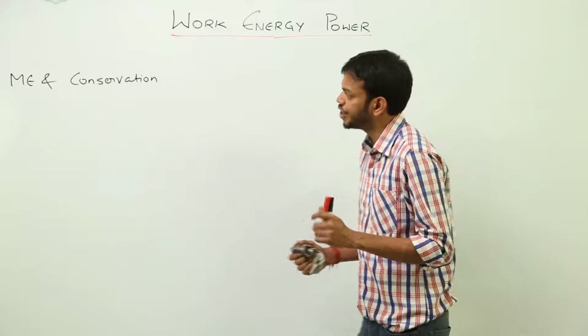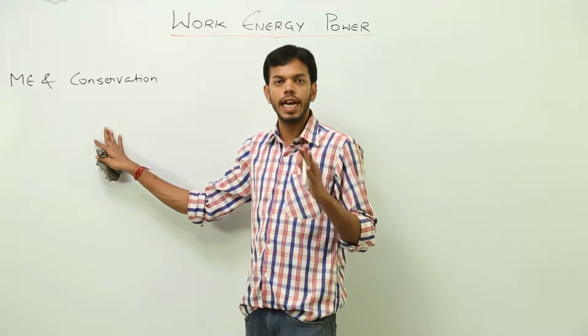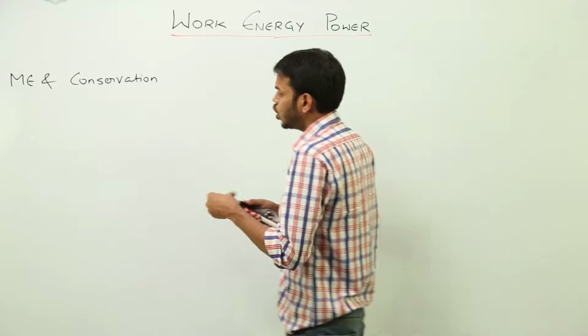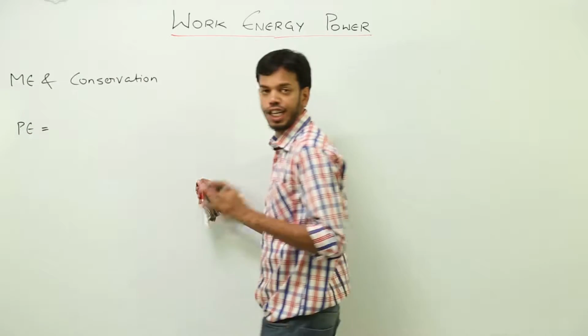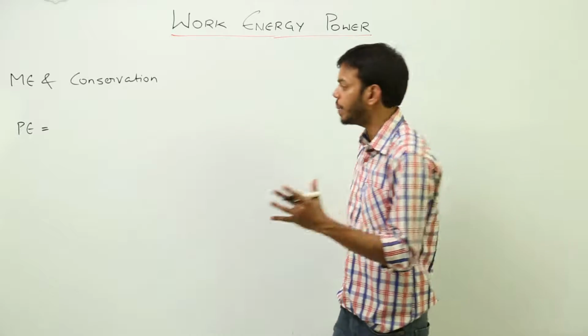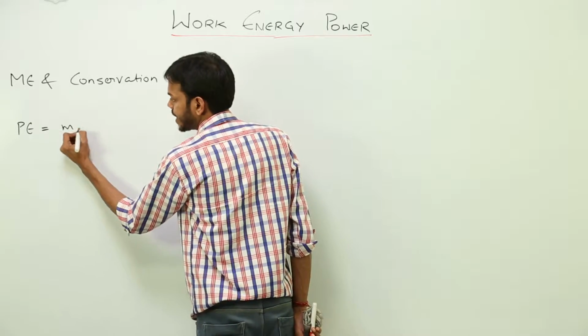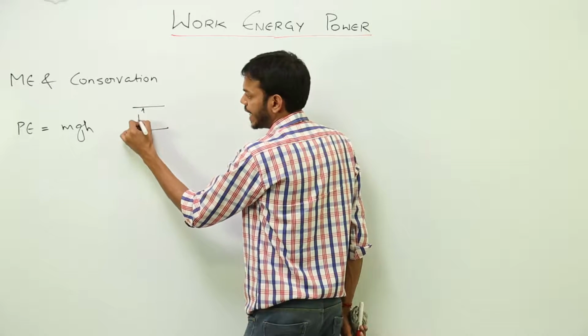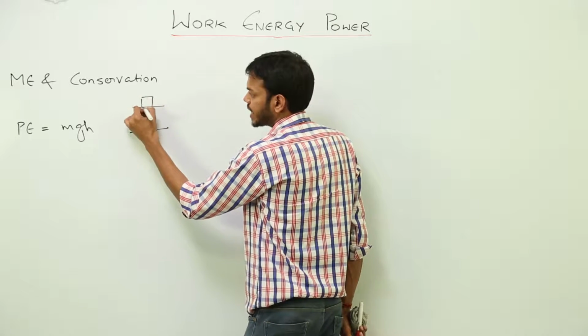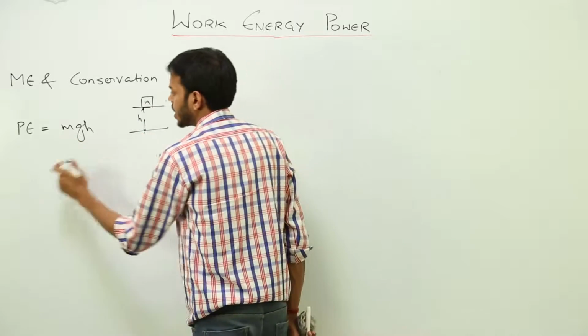Now, mechanical energy is the sum of kinetic and potential energy. So till now we have learned the formula for potential energy. This is the energy possessed by a body by virtue of its position, that is mgh, right? For example, a body of mass m kept at height h has potential energy mgh.